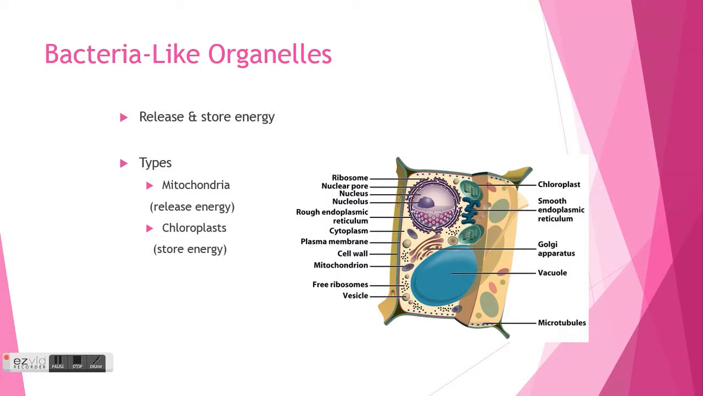So bacteria-like organelles, they're the organelles in the cell that release and store energy. Now there's really two main types, and that's mitochondria, which releases energy and creates energy for the cell, and chloroplasts, which takes in energy and stores energy in plant cells. There's also, with the chloroplasts in that family, called plastids, and there's a couple other plastids in plant cells that we'll talk about in this presentation.